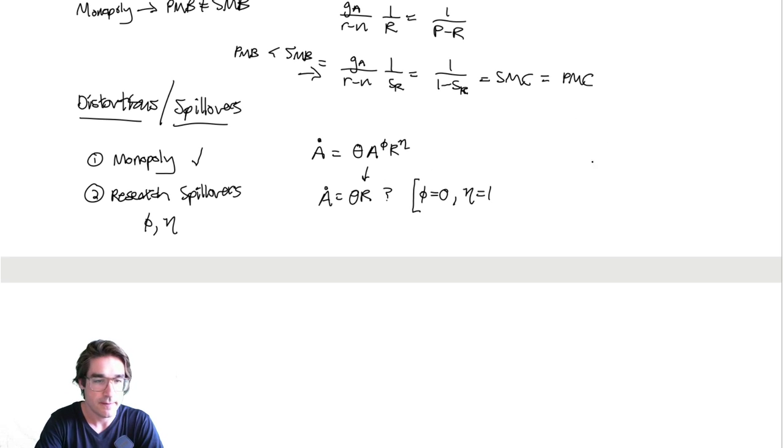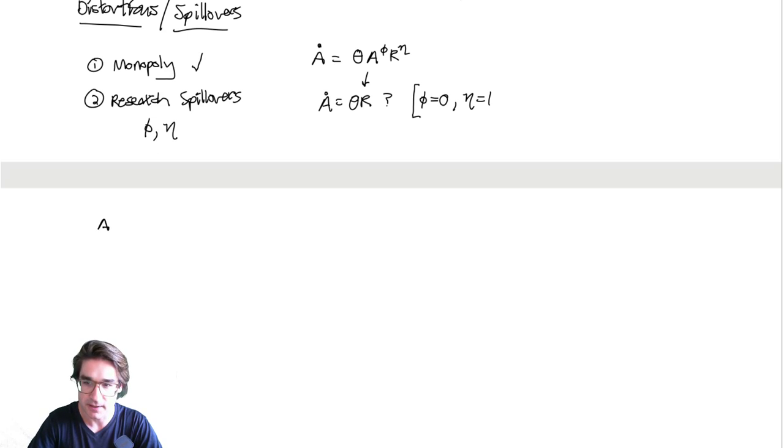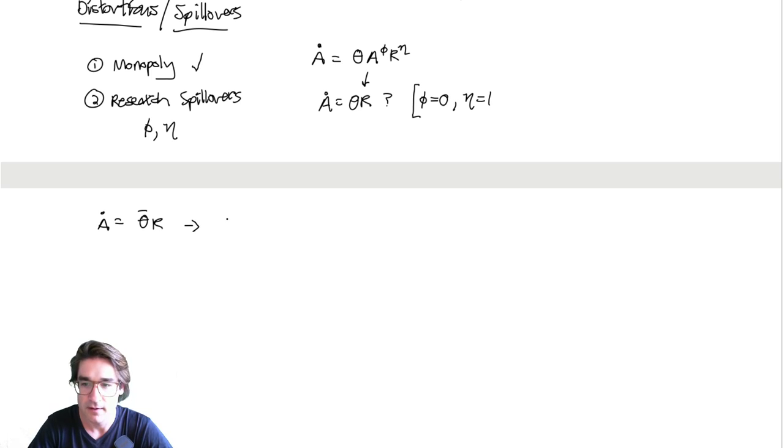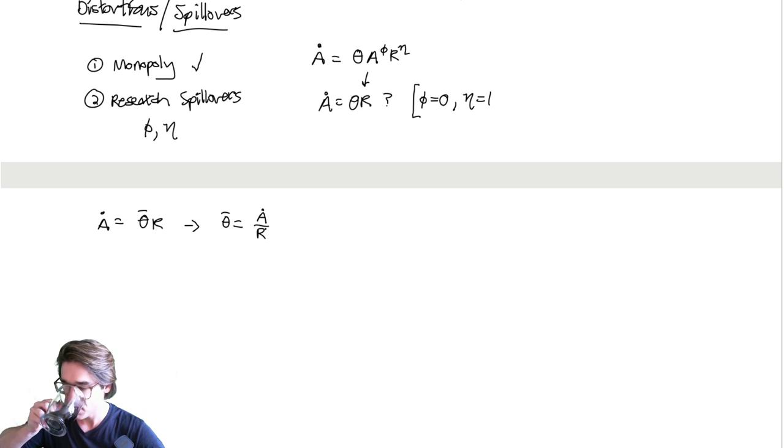Remember the way that Jones writes it, and that we're writing it, is where we get to the difference between theta and theta bar. He actually writes it as theta bar R. Because essentially you're saying there's some theta bar out there, which might be a function of what other people are doing, but I'm just an individual and all I think about is what I'm doing, given what everyone else is doing. Kind of a Nash equilibrium concept here. So according to this equation, if you invert it, theta bar is A dot out of R. It's the average product of R, given what everyone else is doing.